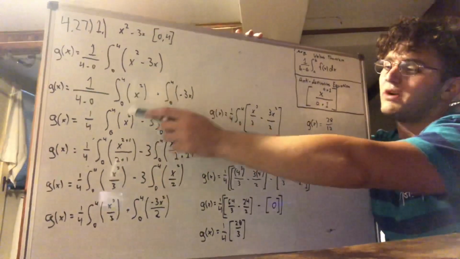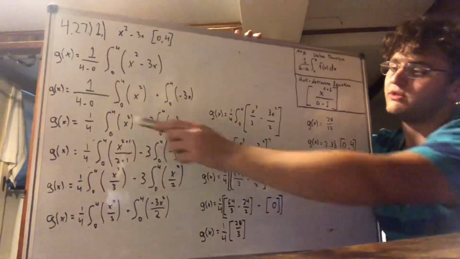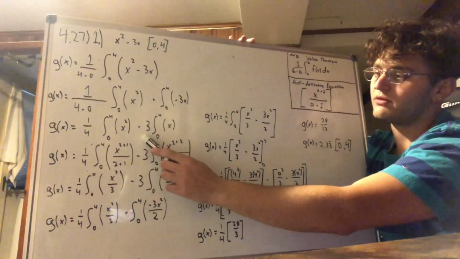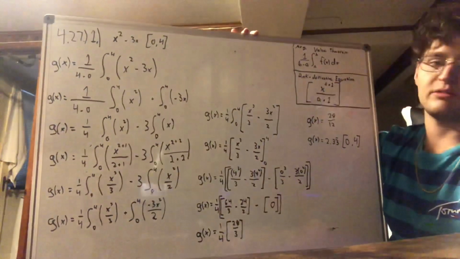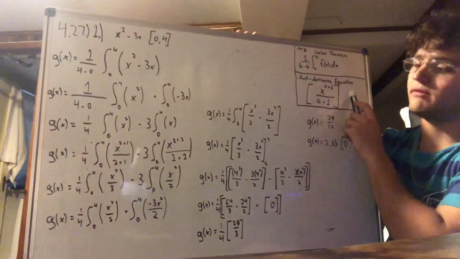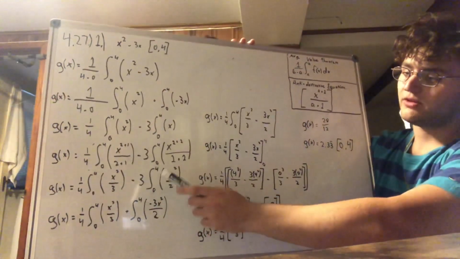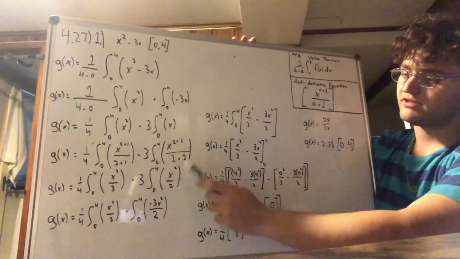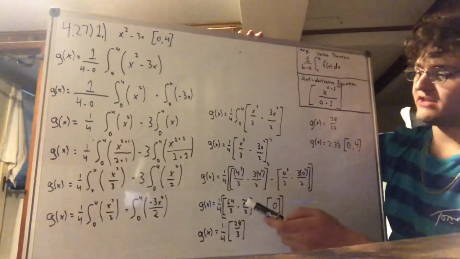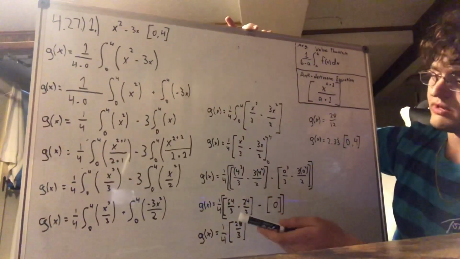And since x squared has a 1 in front of it, there's an invisible 1 between the 1 over 4 and the integral from 0 to 4 right here. And then this -3 just gets moved over in front of the integral, -3 integral from 0 to 4 of x. And then our next step is to input the x squared and the x into our antiderivative equation, resulting in g of x equals 1 divided by 4, integral from 0 to 4 of x cubed divided by 3 minus 3, integral from 0 to 4 of x squared divided by 2. And so that's the result after inputting our values into our antiderivative equation.